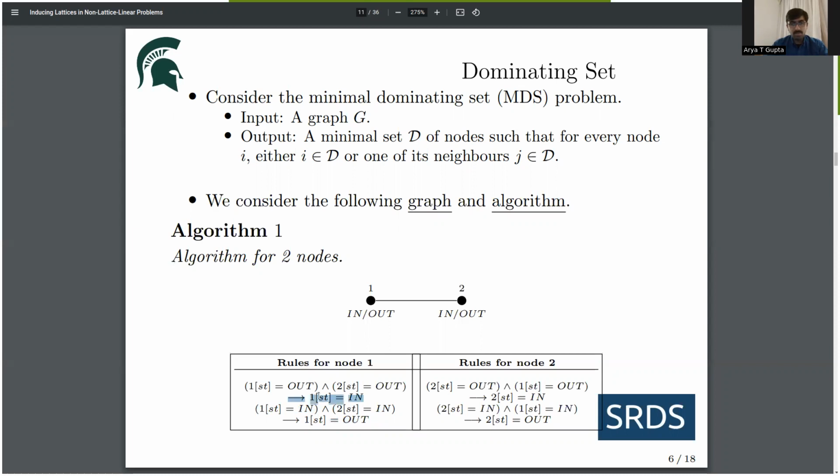So it changes its state to in only when it decides that there is not a dominating set in the graph, and it changes its state to out when it decides that we are in a dominating set, but we can still remove nodes, so it is not a minimal dominating set.